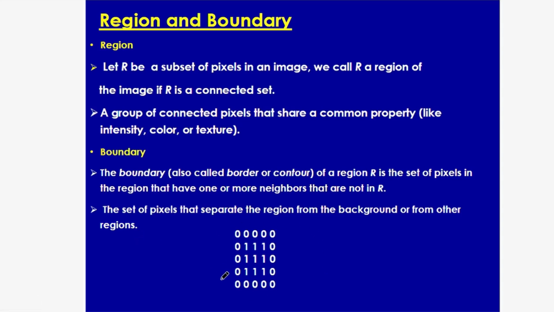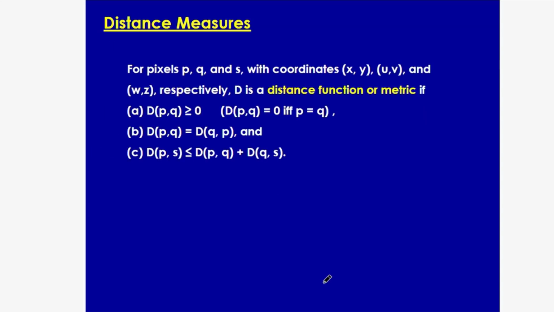Okay. Suppose if you take this image, all these ones are the region. The background is separated from this region using the zeros. So now all these zeros constitute the boundary. Now we'll go for the concept of distance measures.